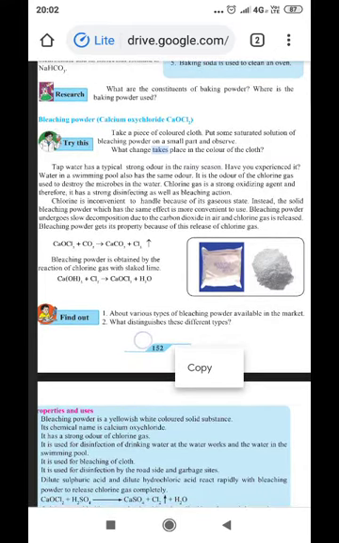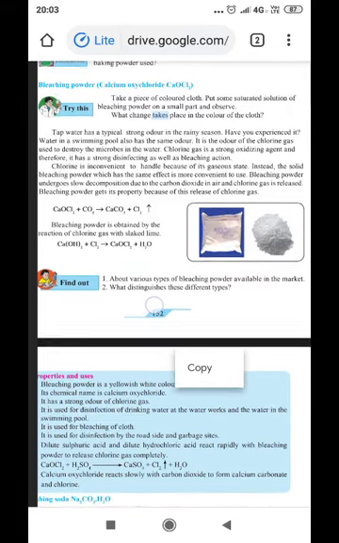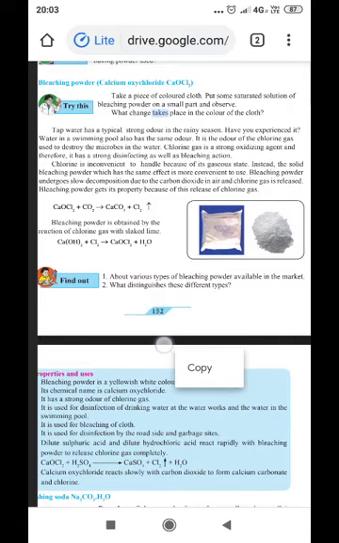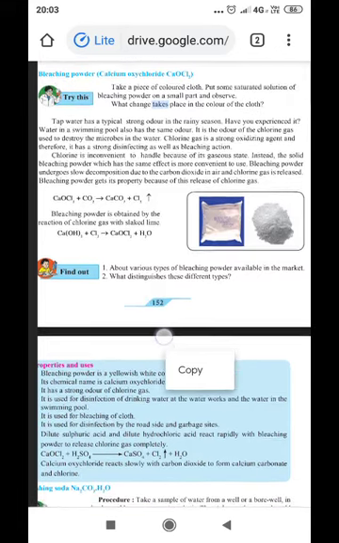Tap water has a strong odor in the rainy season. Have you experienced it? Water in a swimming pool also has the same odor. It is the odor of the chlorine gas, which is used to destroy the microbes in the water. Chlorine gas is a strong oxidizing agent, and therefore it has strong disinfecting as well as bleaching action.